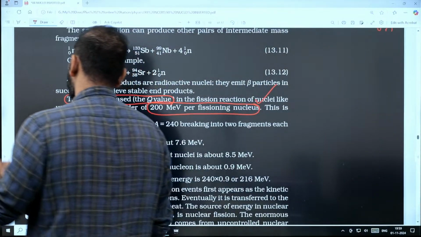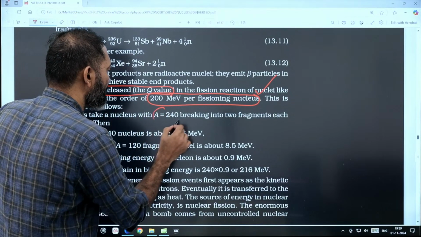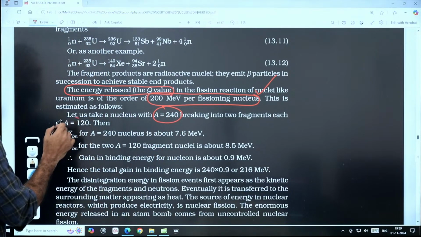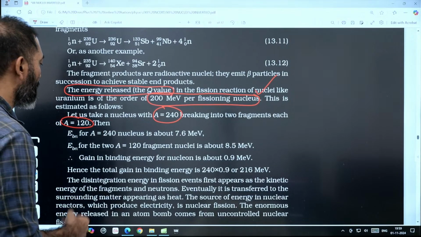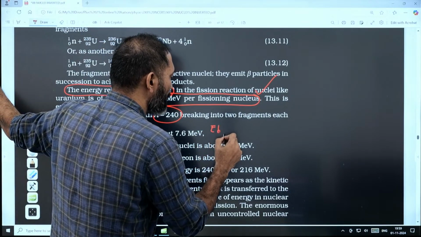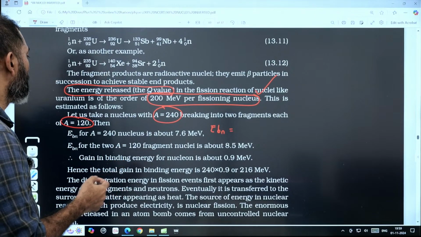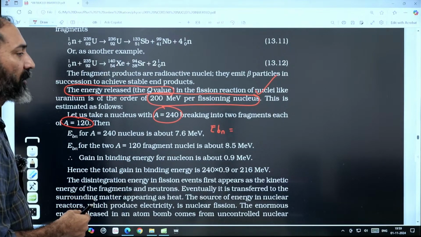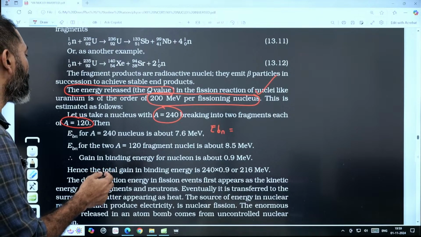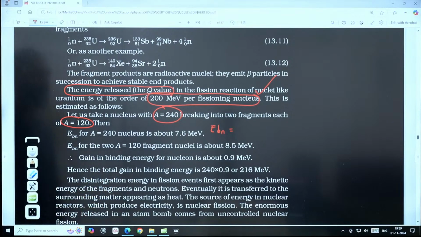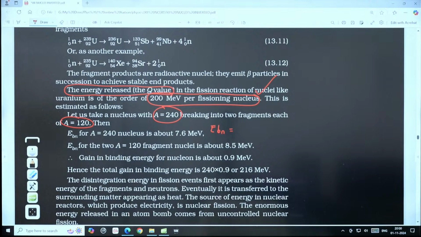Now we will do one problem. Let us take a nucleus with mass number 240, breaking into two fragments of mass number 120 each. Then what is the binding energy per nucleon for the 240 nucleus? How do we find the binding energy per nucleon? It is about 7.6 MeV. The binding energy per nucleon of the two 120 fragment nuclei is about 8.5 MeV.